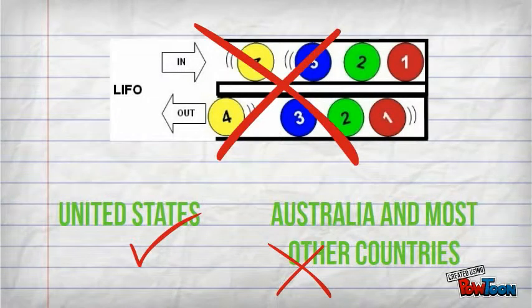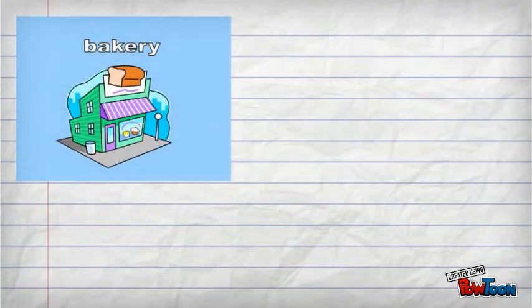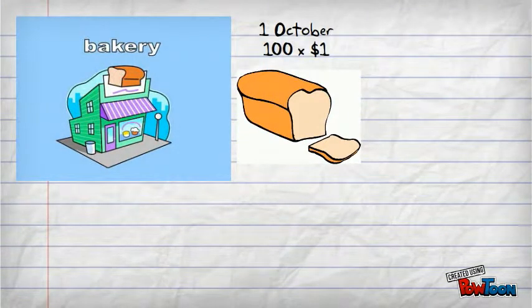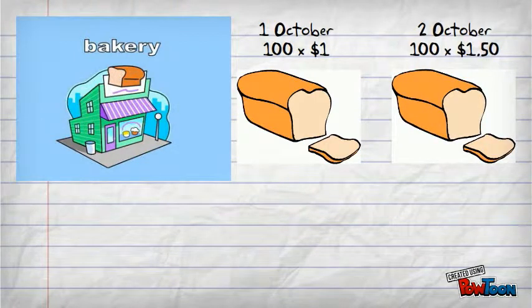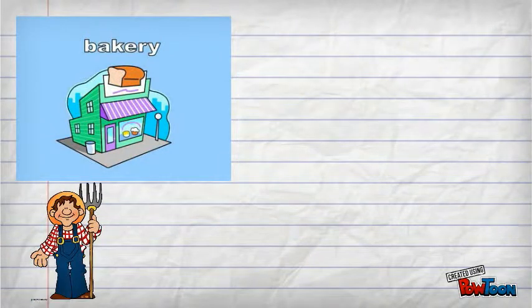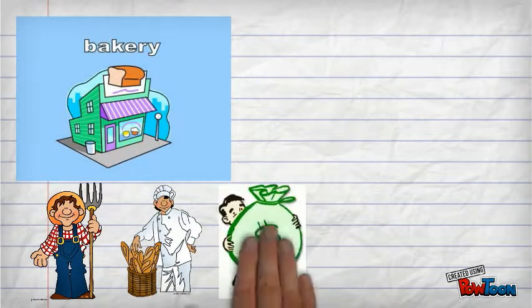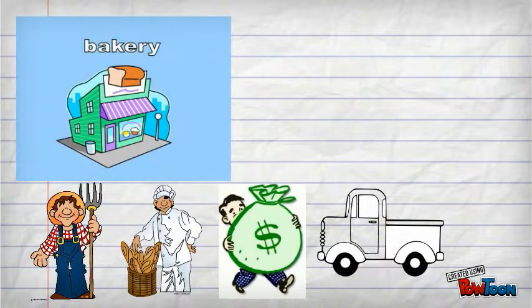For example, think of a bakery. 100 loaves of bread were baked on the 1st of October for the unit cost of $1 each. The next day, 100 more loaves were baked at the unit cost of $1.50 each. The cost of goods may have risen due to a change in supplies prices, the amount of labour required, an increase in taxes, or a rise in freight costs.